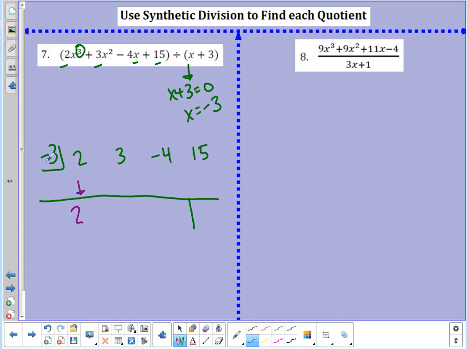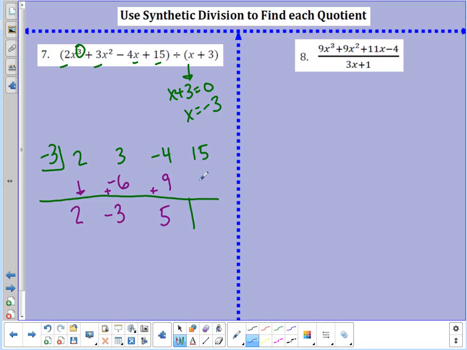Then I multiply, add, multiply, add, multiply, add. So negative 3 times 2 is negative 6. Add them up. 3 and negative 6 is negative 3. Negative 3 times negative 3 is positive 9. Negative 4 and positive 9 is 5.